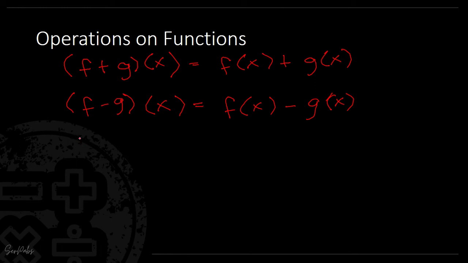Multiplication of functions, we have f times g of x equals f of x times g of x. So, iiwasan natin gumamit ng multiplication symbol na letter x dahil malilito tayo kay variable x saka sa multiplication symbol. So, gagamit lang tayo ng multiplication dot o kaya pwede rin naman gumamit ng asterisk.